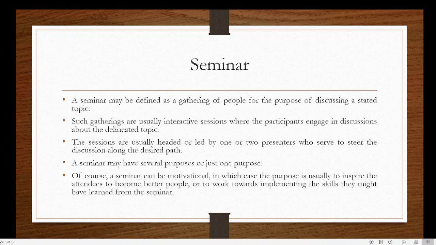A seminar may be defined as a gathering. Gathering means a get-together of people for the purpose of discussing a subject. For example, you are conducting a seminar on biodiversity of the Western Ghats. So people who are doing some research work on the biodiversity of the Western Ghats may be invited for that.